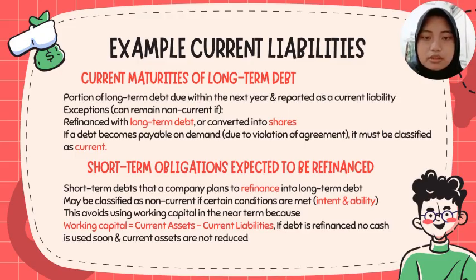The next example is short-term obligations expected to be refinanced. It means short-term debts that a company plans to refinance into long-term debt. The short-term obligation may be classified as non-current if certain conditions are met, like the intent and ability of the company. This avoids using working capital in the near term, because working capital is current assets minus current liabilities. If the debt is refinanced, no cash is used soon and current assets will not be reduced.